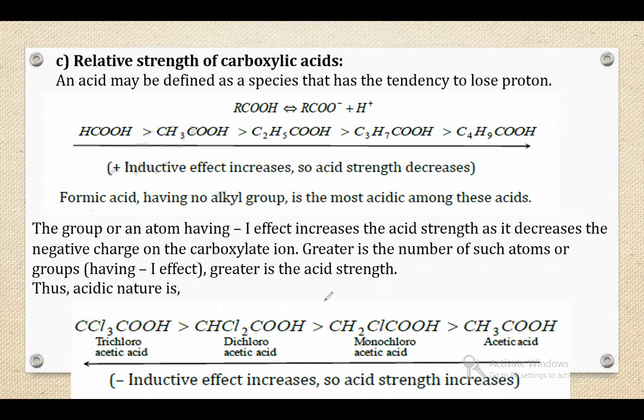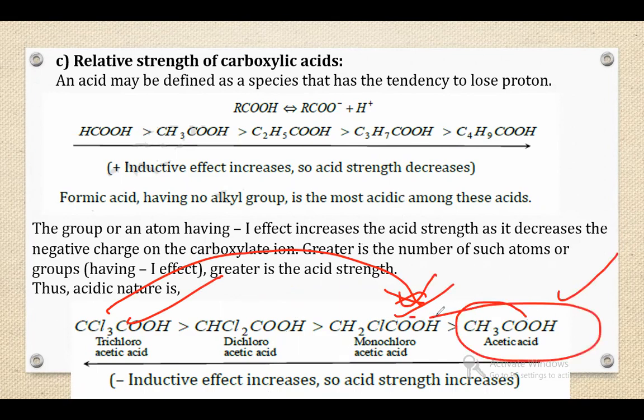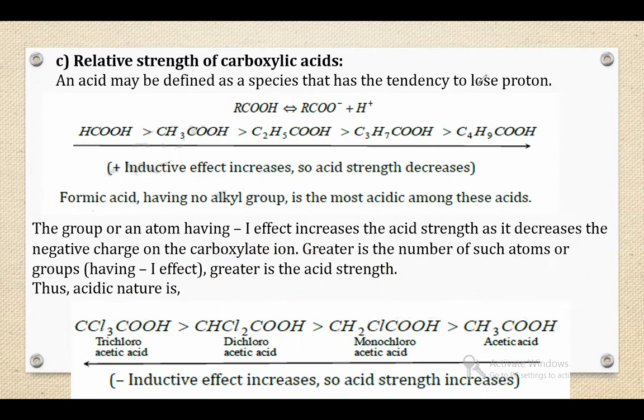So which is the stronger acid between trichloroacetic acid and monochloroacetic acid? Trichloroacetic acid is stronger than monochloroacetic acid. Monochloroacetic acid is stronger than acetic acid. But formic acid is stronger than acetic acid because it doesn't contain any alkyl group. That point also you need to remember.